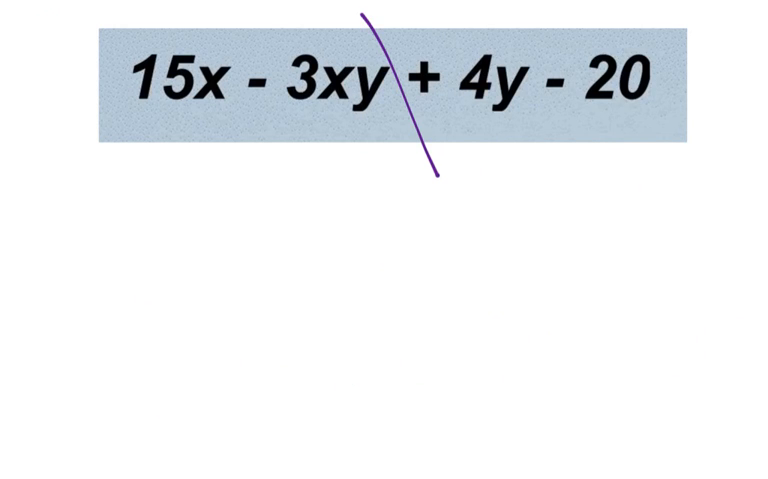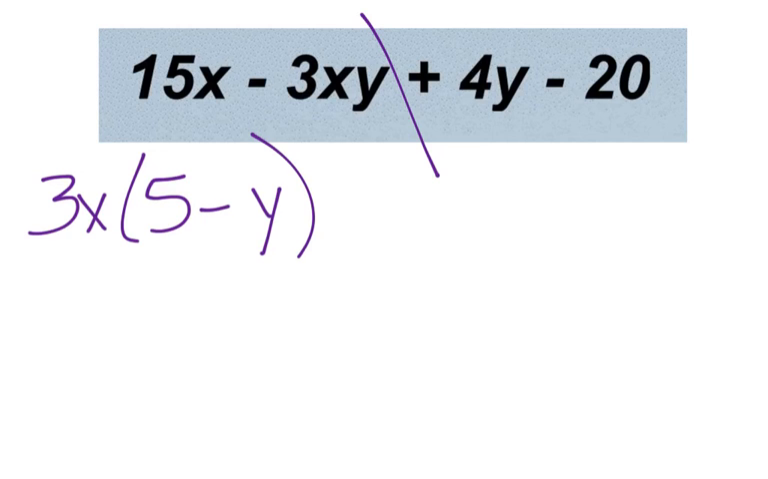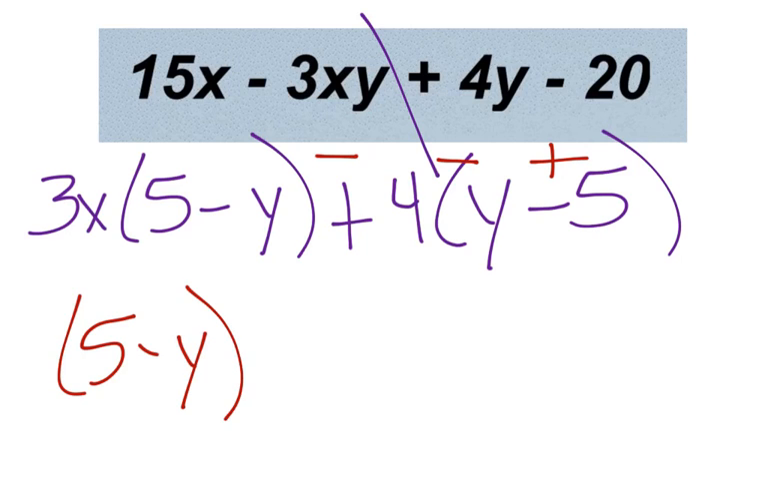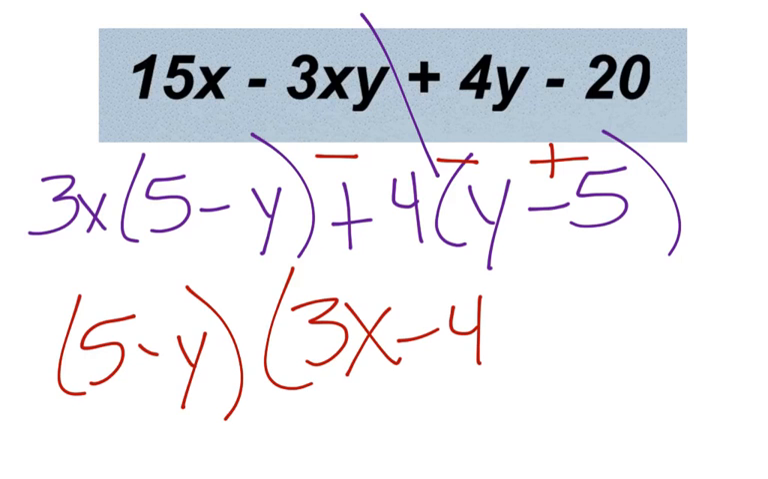Split it in half, they both divide by 3, they both have an x. 5 minus y. Plus, they both divide by 4, y minus 5. Okay, these are the opposites, so this is where you got to go minus, minus, and plus to change all those. So 5 minus y and 3x minus 4.